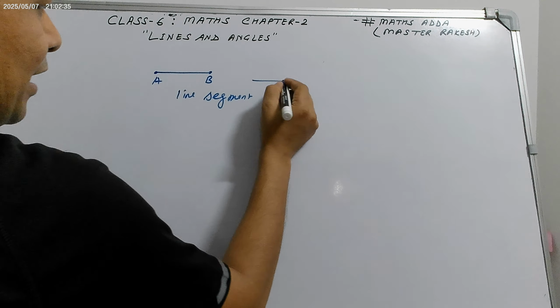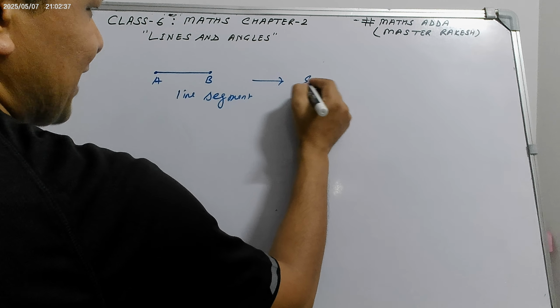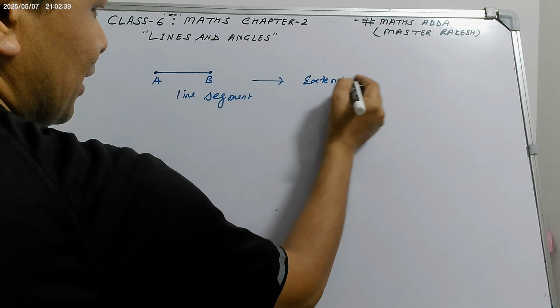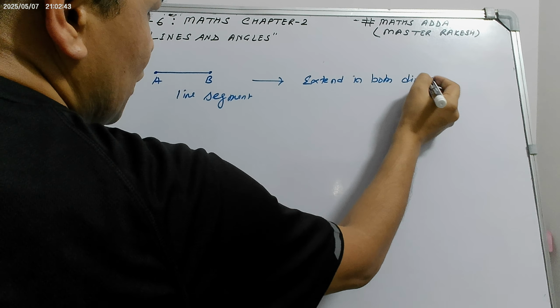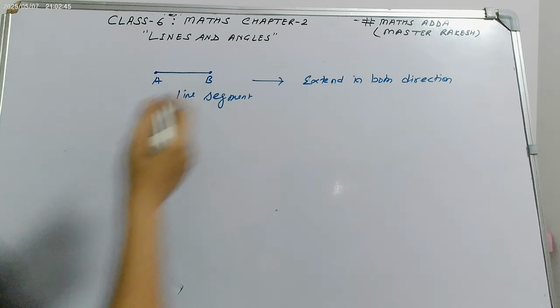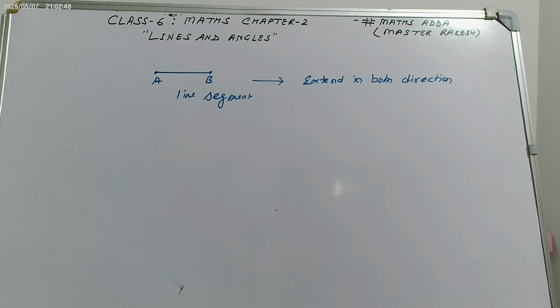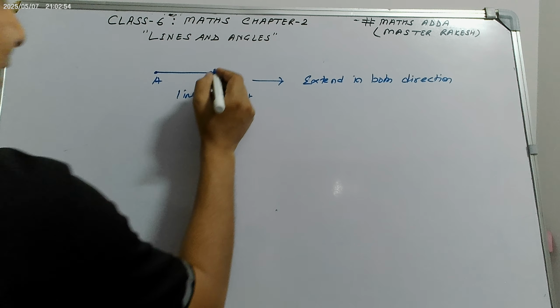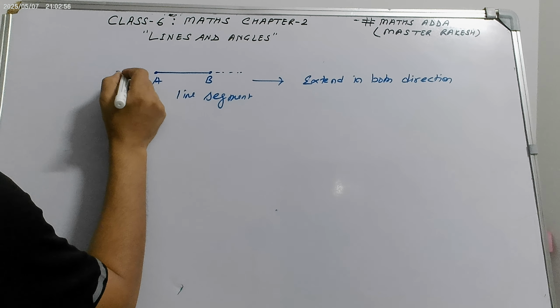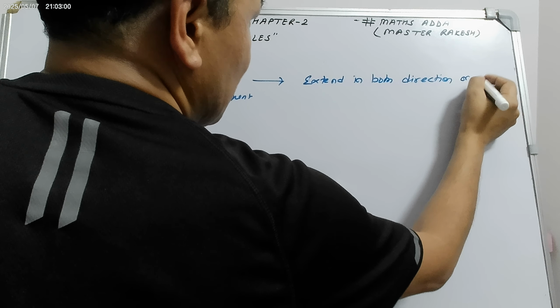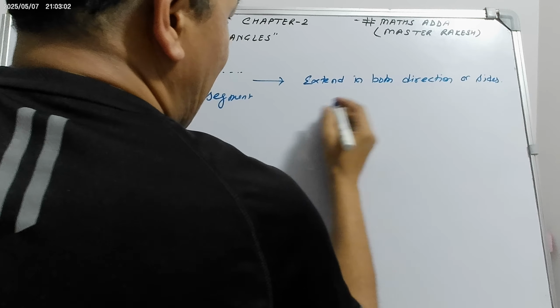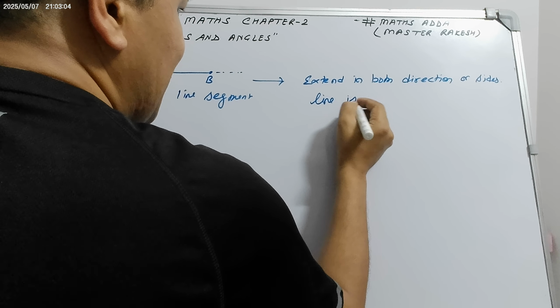So when extended in both directions, a line is obtained when a line segment AB is extended on both sides. Like it is extended here, A is extended here, extended in both directions, on both sides. Okay, so a line is obtained.